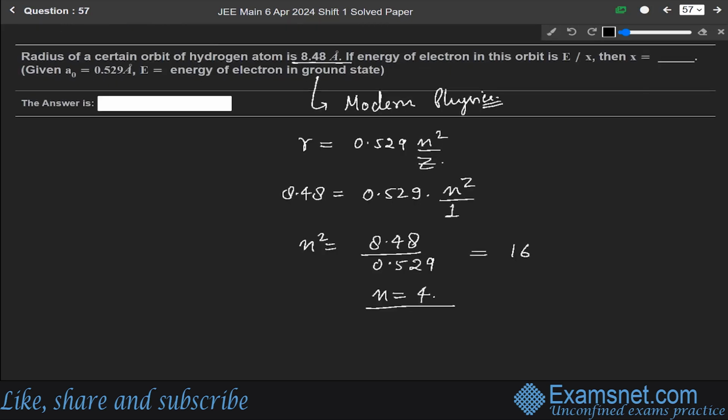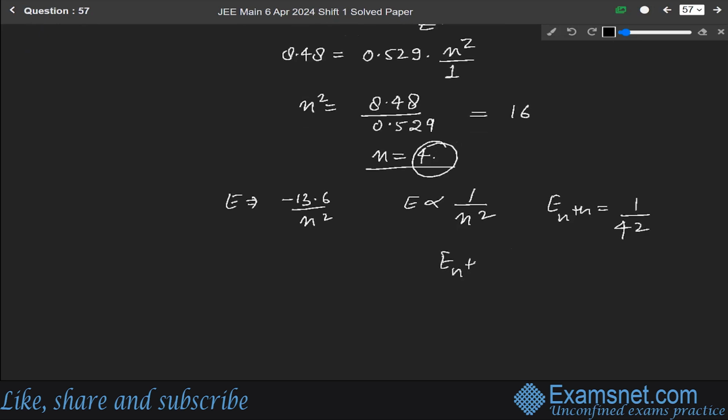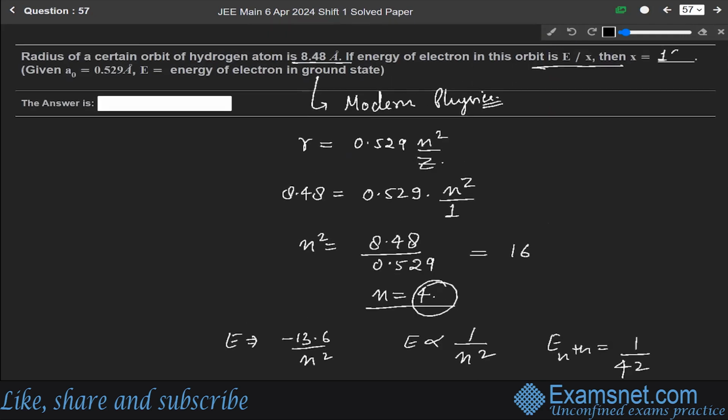Now if the energy of the electron in the orbit is E by X, we know that energy is equal to minus 13.6 over n square, meaning energy is directly proportional to 1 over n square. So the energy for the nth orbit will be 1 over 4 square, so E n will be 1 over 16. Comparing it with E by X given in the question, the value of X is 16 here. The value of X is 16.